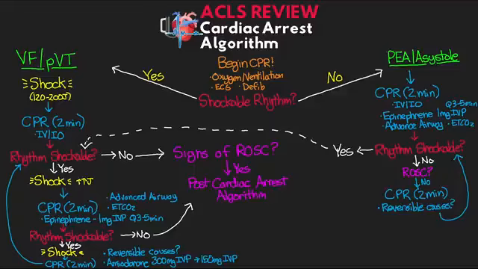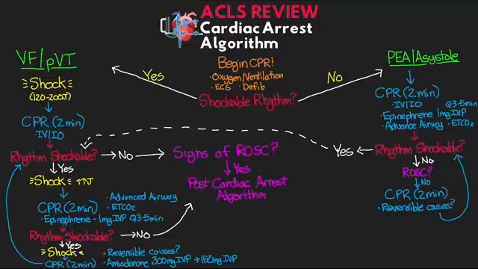And then again, just like with the left side, really for either of these sides, we're going to continue in that loop until we either achieve ROSC or the code is called and the patient is declared deceased. And so that is essentially our cardiac arrest algorithm. We have 2 branches, the left and right branch, which is really dependent on that initial assessment after we've begun CPR on whether or not the patient has a shockable rhythm.